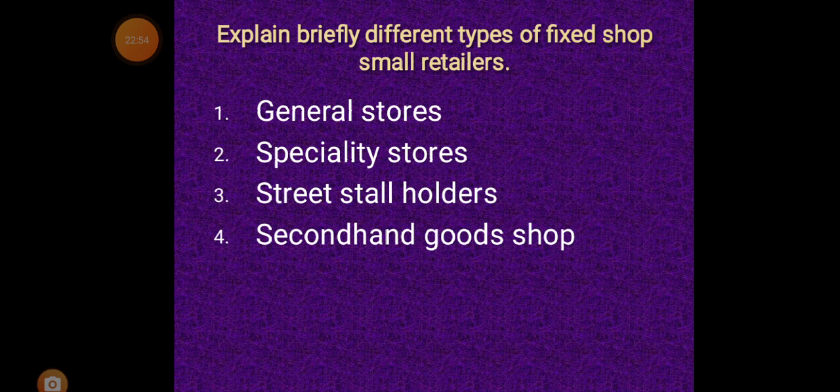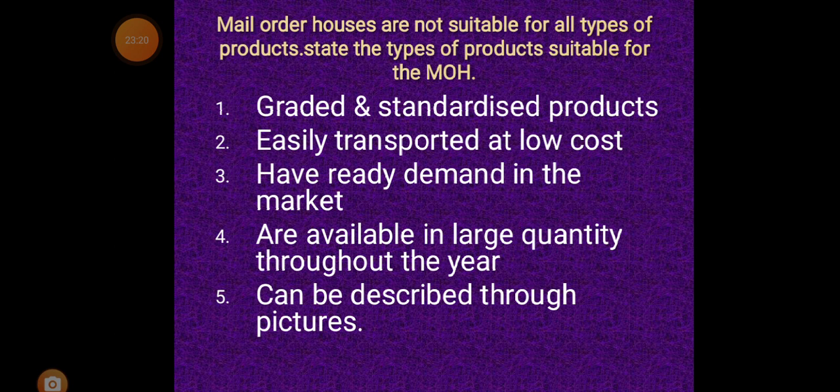But for the same question, explain briefly different types of fixed shop large retailers, you all can write departmental store, supermarket, mail order houses, and that answer should be written. If they have given large scale, write that. If small scale, write general store, specialty store, street stall holders, and fourth one is second hand goods shop.